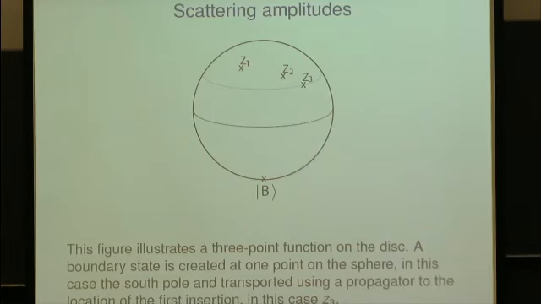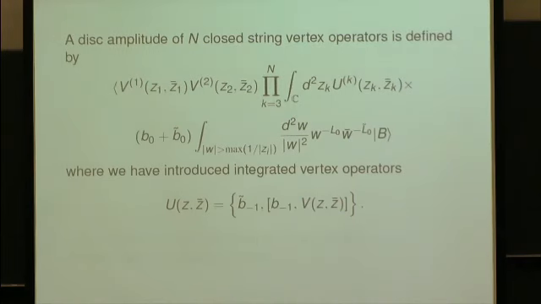So first of all, we have the complex plane or the sphere. We have 3 closed string vertex operators located at z1, z2, and z3. We take care of the boundary by inserting a boundary state here at the south pole, and we use a propagator to take this boundary state to the point where we have the first insertion, which here is z3. Now, this is the idea, which we then convert into a formula that looks like this.